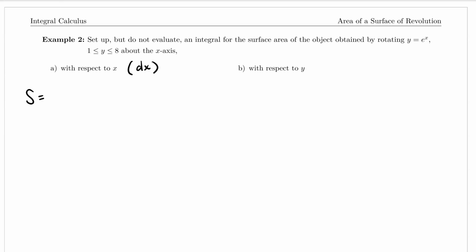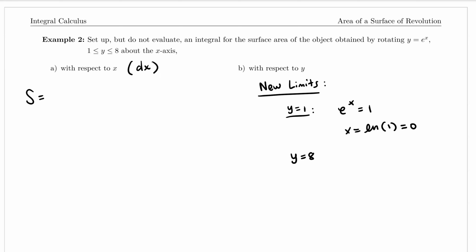We're going to, again, need to solve for new limits of integration, because right now our limits are in terms of y. So for y equals 1, I'm going to go ahead and set e to the x equal to 1. If I take the natural log of both sides, we get x is equal to the natural log of 1, which is equal to 0. And then for y equals 8, we get e to the x is equal to 8. And then from here, if we take the natural log of both sides, we get x is equal to the natural log of 8. So our integral is going to range from 0 to the natural log of 8.